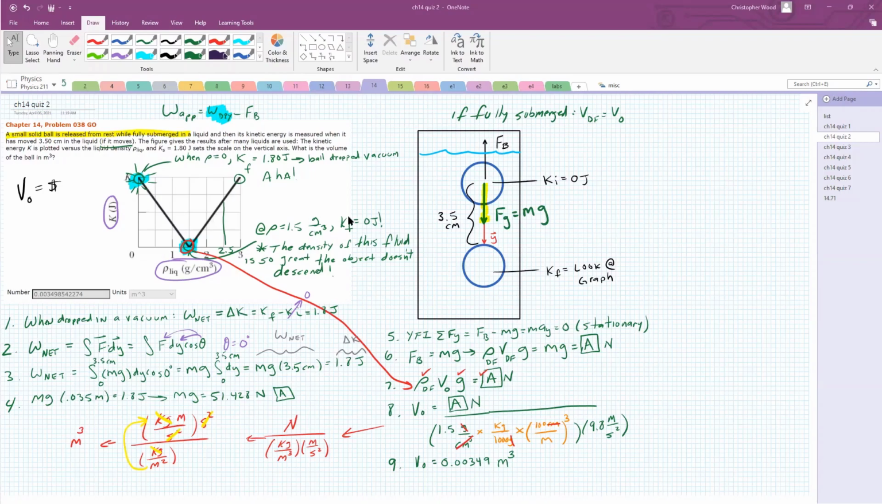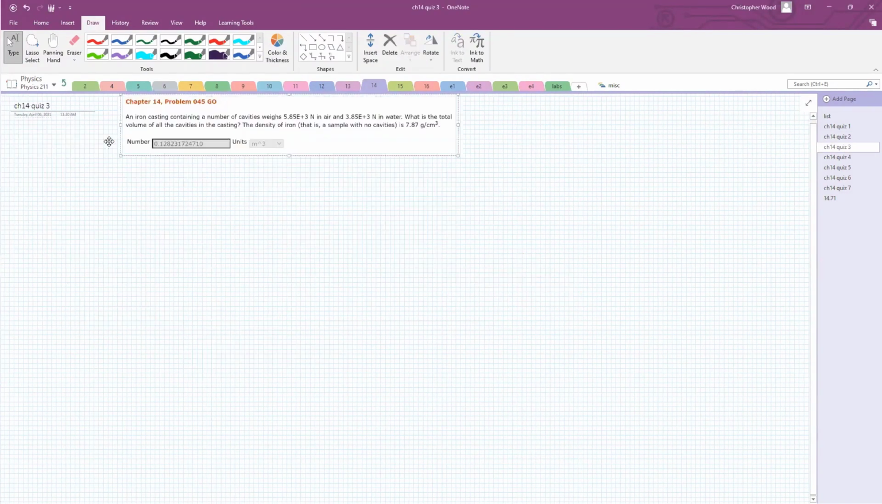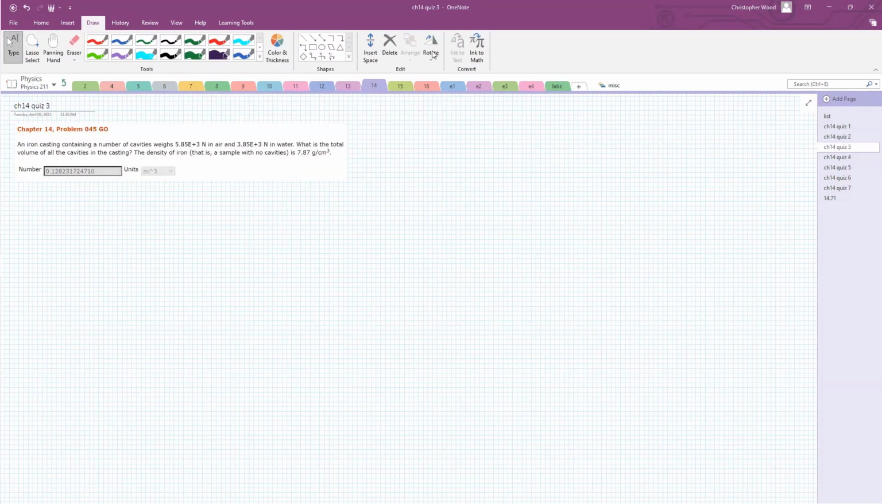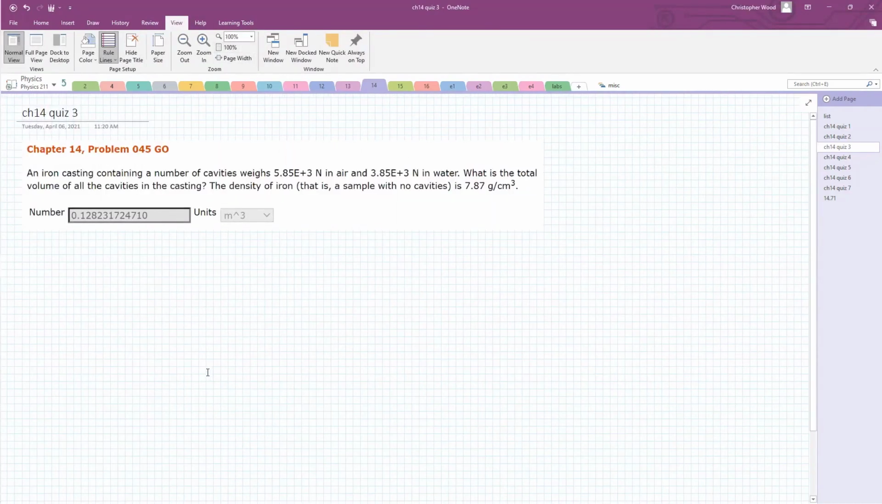All right. I believe that chapter 14, quiz 3 is now available. It's homework problem 45, another fluid statics problem. This is what I think it looks like. This might go pretty quick, but we'll find out.